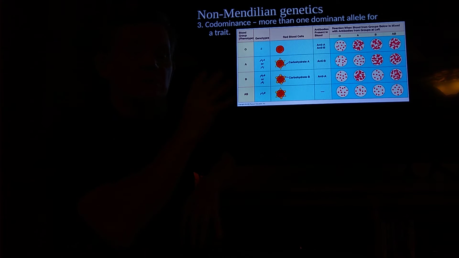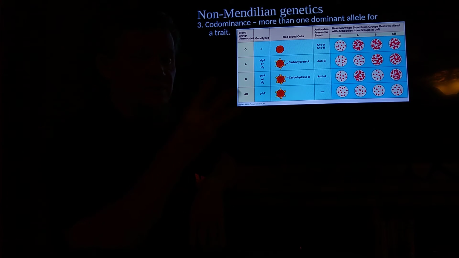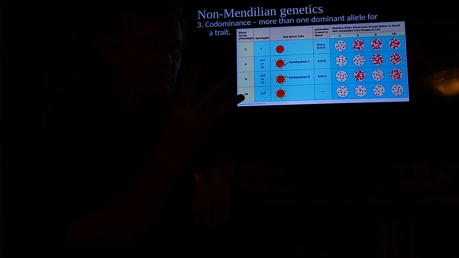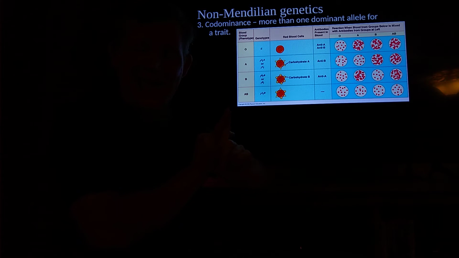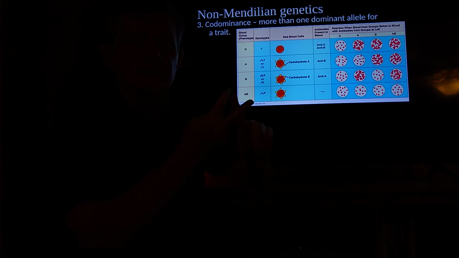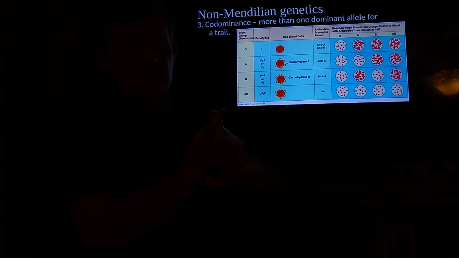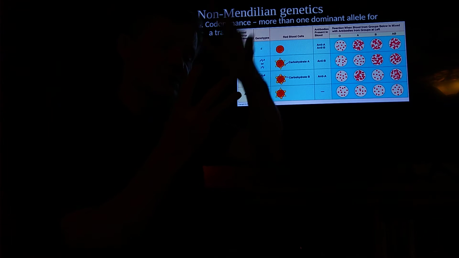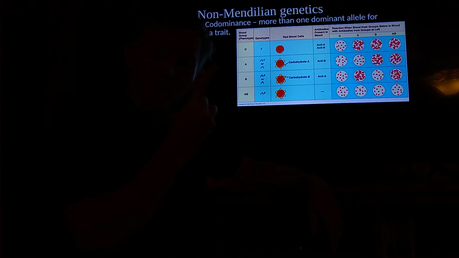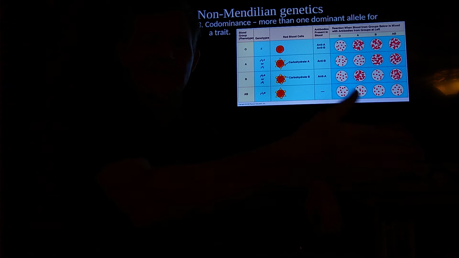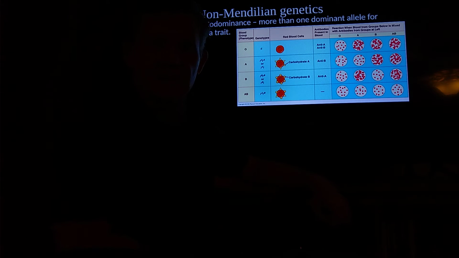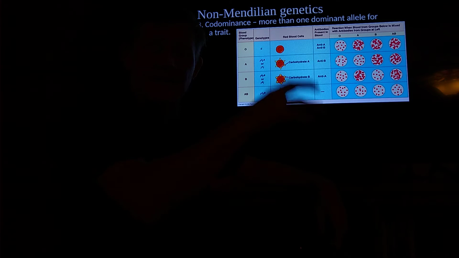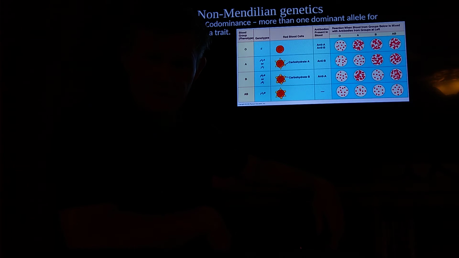In the case of human blood types, there are three versions of the gene. There is the A version of the gene, which gives you type A blood. There's the B version of the gene, which gives you type B blood. And then there's the O version of the gene, which gives you type O blood. Three versions of one condition, and that is, what type is your blood? The gene is blood type. A, B, and O are the versions.